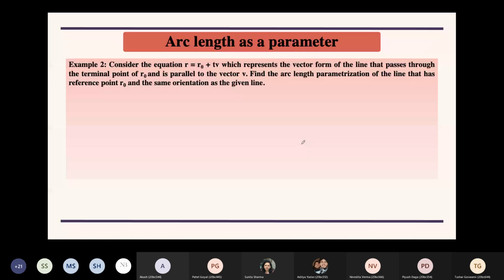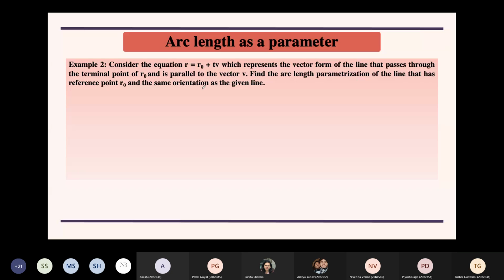Now this is a general equation of a straight line. As we did in the previous question, we had a specific straight line. Here I am taking any general straight line passing through the point R0 and parallel to a given vector v. This is the general equation of a straight line in vector form, and you have to find the arc length parameterization.